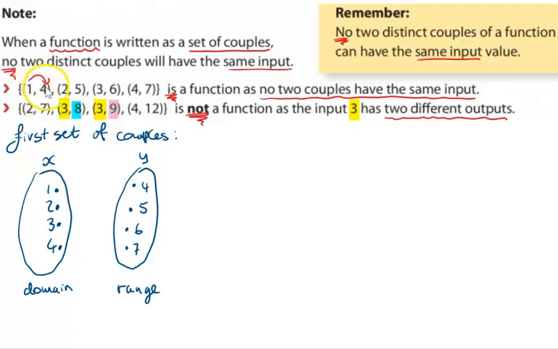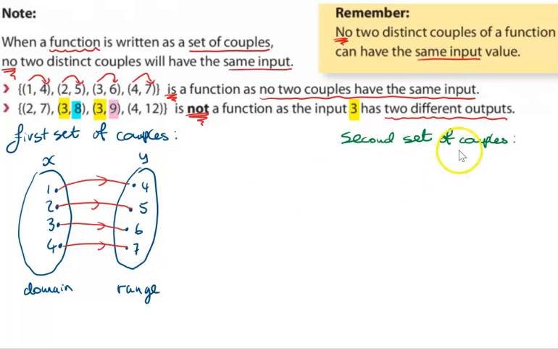So 1 maps to 4. So I'm going to put an arrow joining 1 to 4. And then 2 maps to 5, and then 3 maps to 6, and then 4 maps to 7.